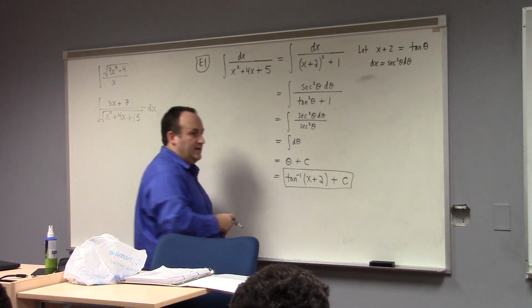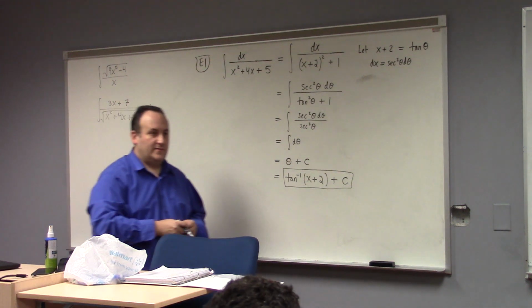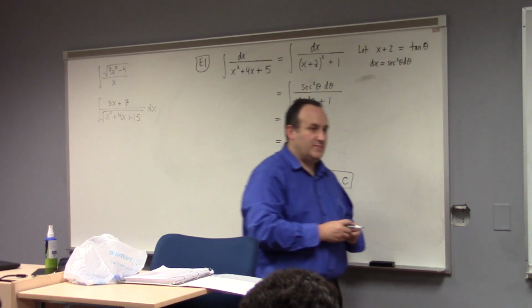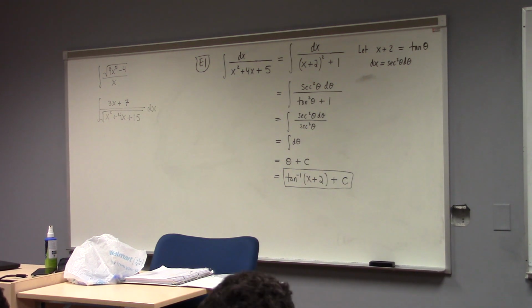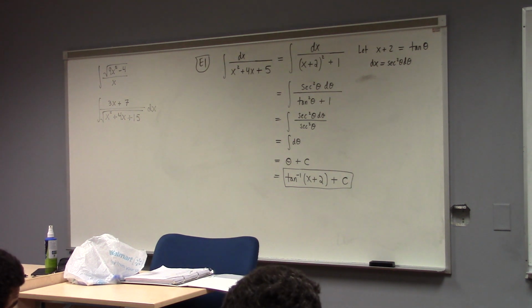So here's a neat thing. If you forgot about the integral of 1 over something squared plus 1 being inverse tangent, trig substitution will derive it for you. If you understand trigonometric substitution properly, you can derive all the things that you didn't know from calculus 1.